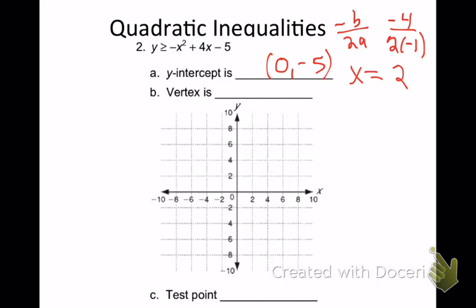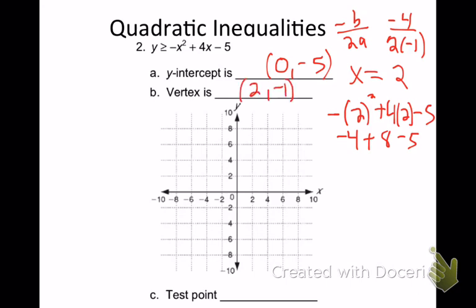Then I take that 2 and I plug it in. When I plug it in, I have to remember order of operations. It's negative parentheses 2 squared plus 4 times 2 minus 5. So 2 squared first, and then I tack on the negative. So I get negative 4 plus 8 minus 5. My vertex is located where? 2, negative 1. Nice job. So I plot 2, negative 1. It's right there.